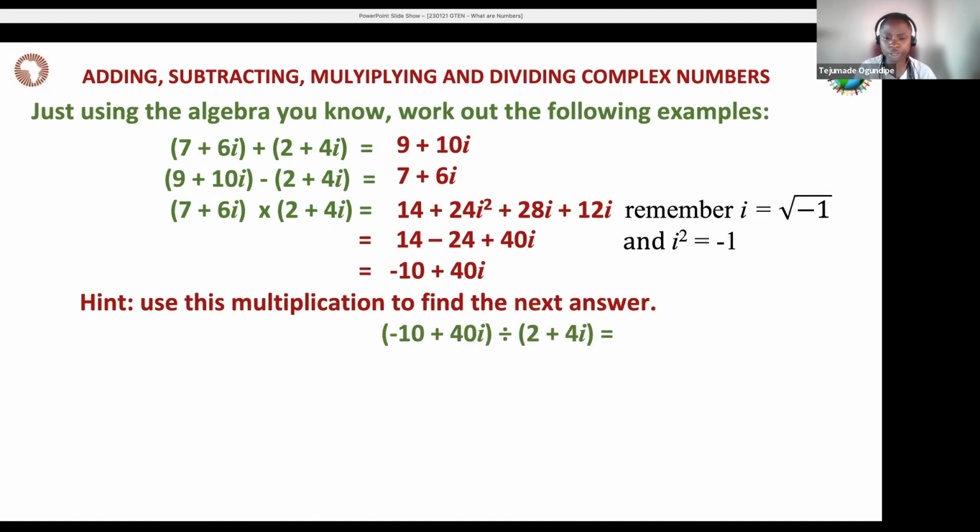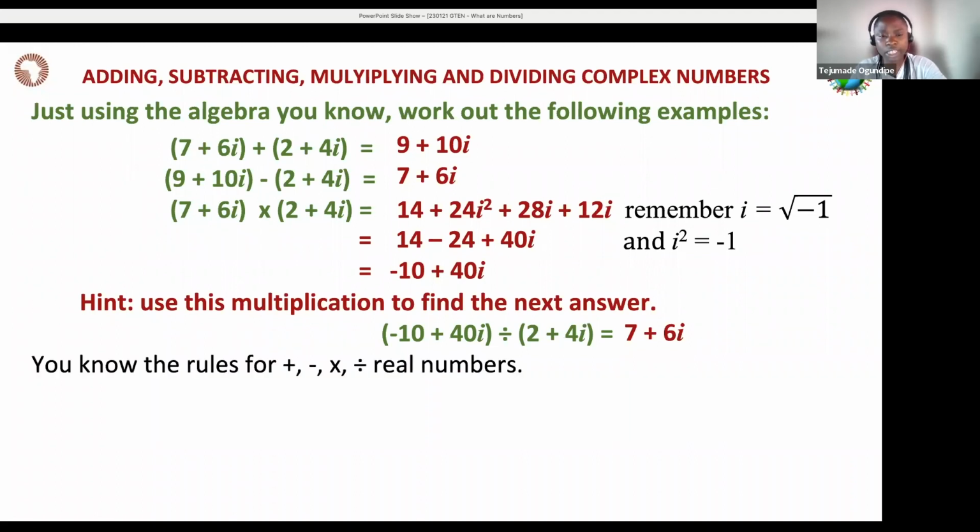All right, so the hint is to use this multiplication to find the next answer. We want to divide. So look at what we are dividing: -10 plus 40i divided by 2 plus 4i. We can immediately refer back to the example we just did. The final answer we got, -10 plus 40i, we want to divide by 2 plus 4i, which we used to multiply 7 plus 6i. So that tells us it's definitely going to give us 7 plus 6i.